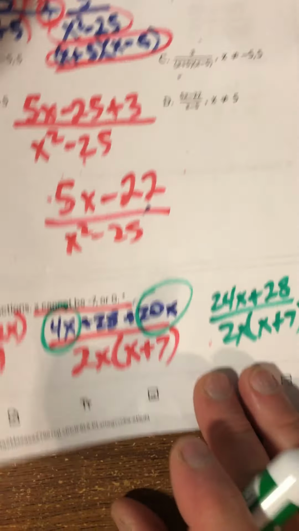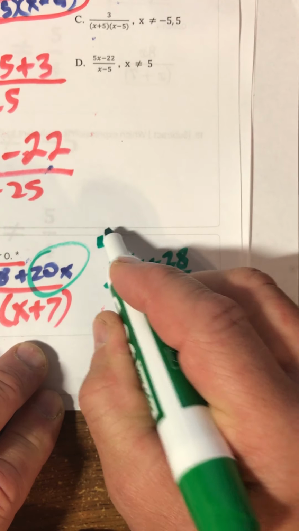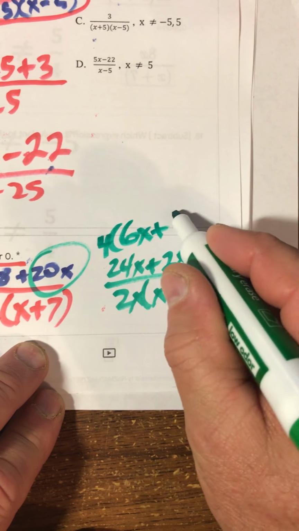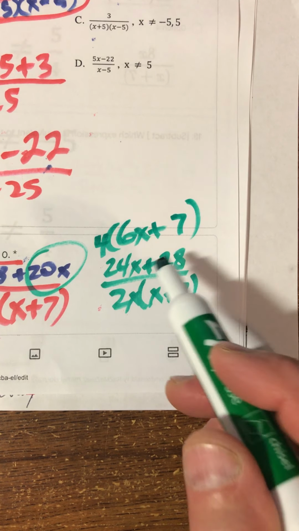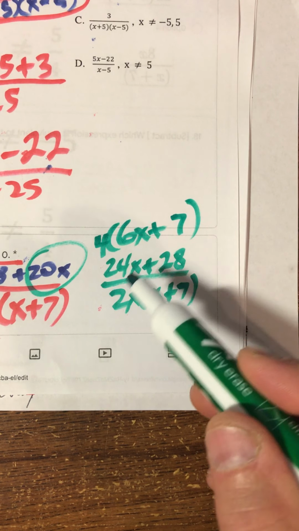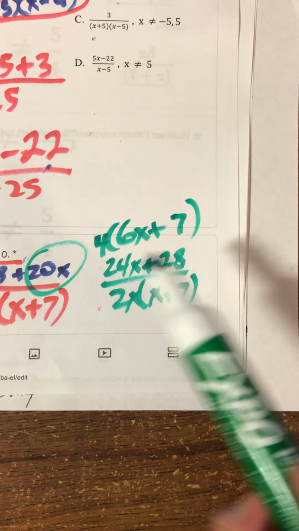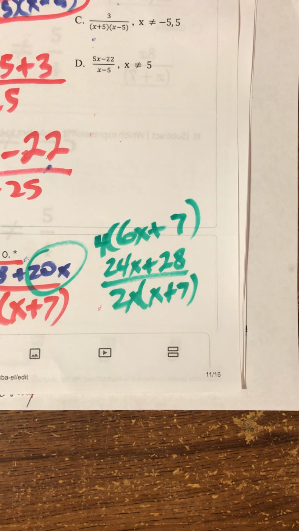All right, let me just go with 4 real quick. So I know 4 will go into 24 6 times. 4 goes into 28 7 times. Now, I was really wanting to cancel out some more. Let me take a look here.